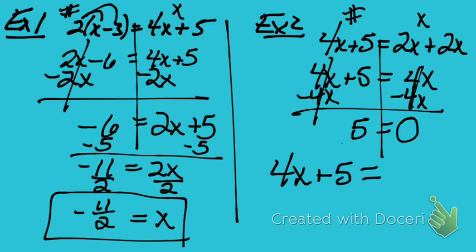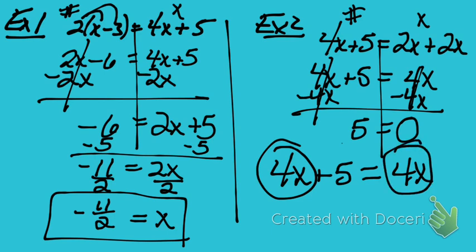4x plus 5 equals 4x. Let's just look at that for a second. So you've got some 4 times a number, and then over here you've got 4 times a number. So we know right away this and this are going to be the same thing, right? So how can you have the same thing and then you add 5 to one of them and not the other and it still be the same thing? It can't. That's why the answer to this problem is no solution.